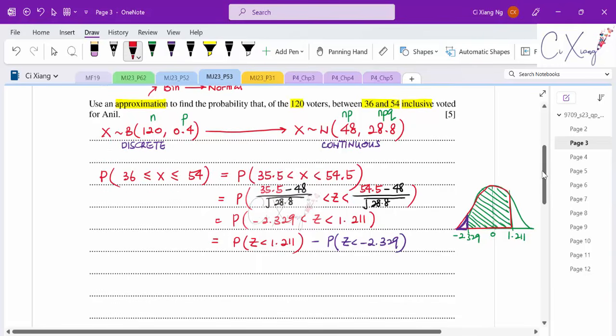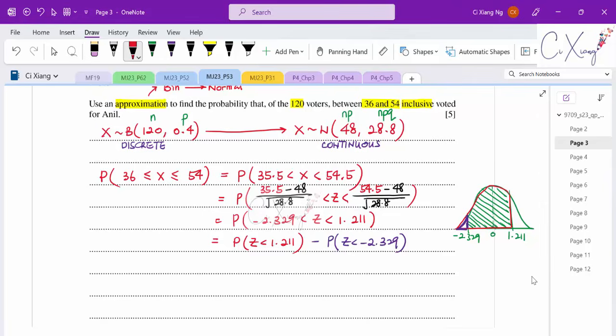Of course, if you want to apply some other steps, you can. Some students might take 1 minus the 2 areas by the side, which also works. Okay, then now I will start to find out the probability.